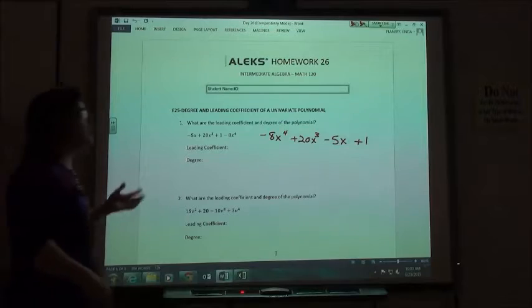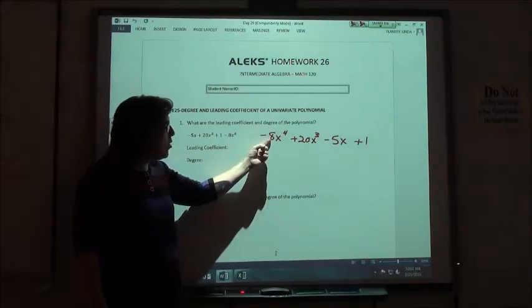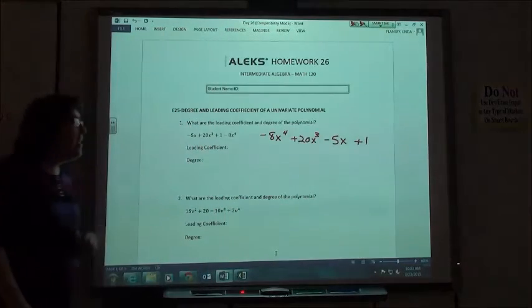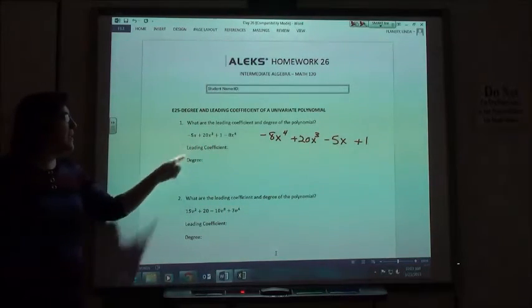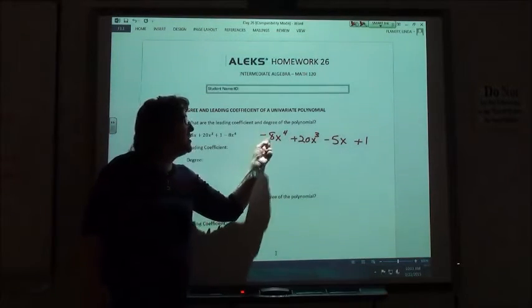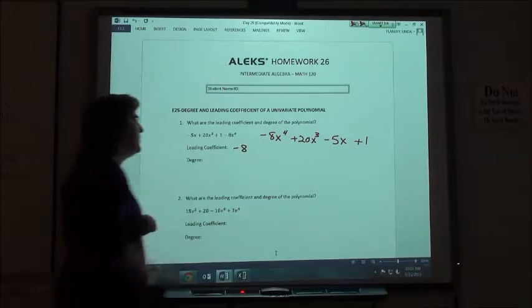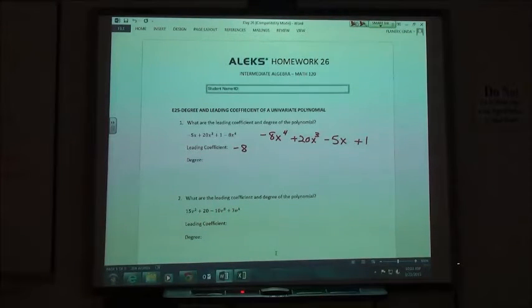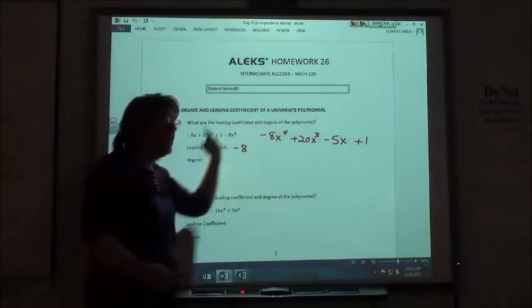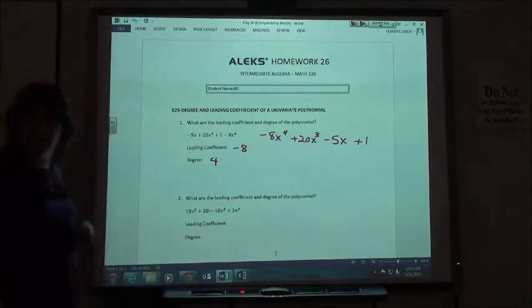Coefficients are the numbers in front of each of your terms. So here my coefficient is negative 8, here it's 20, here it's negative 5. Here they want the leading coefficient. The leading one means it's the very first one you have in your polynomial. Well, the very first coefficient is the negative 8. The degree of your polynomial is just whatever the highest exponent is. This is a 4th degree polynomial because the highest exponent is a 4.